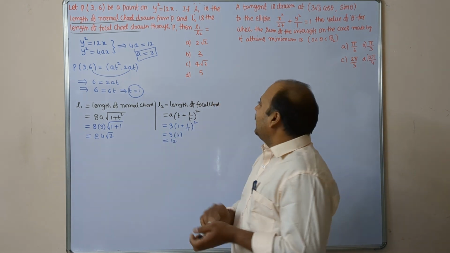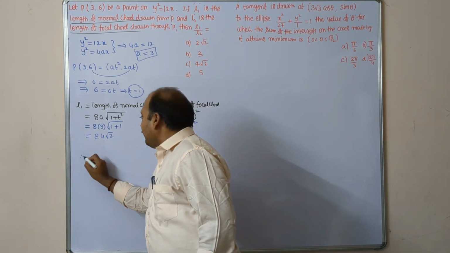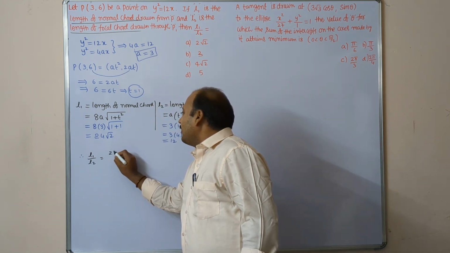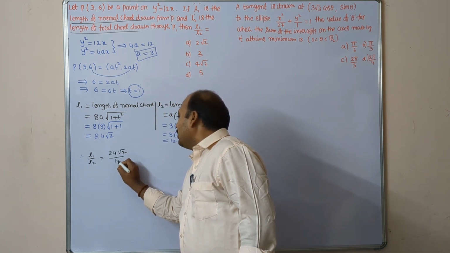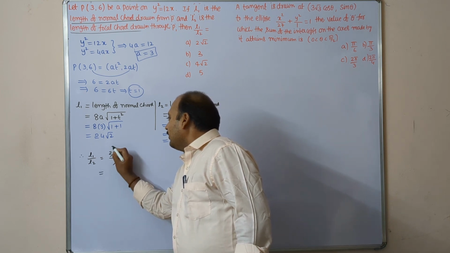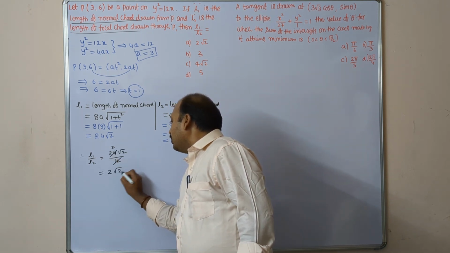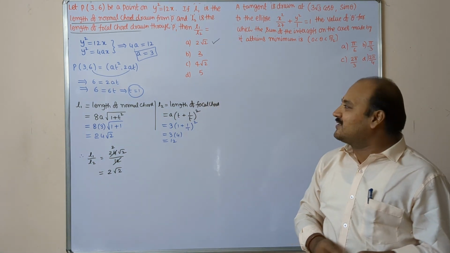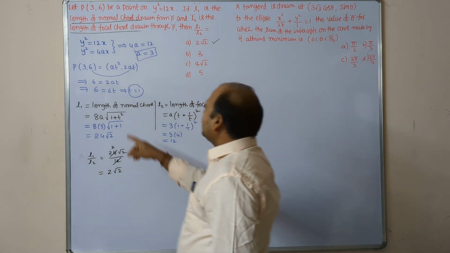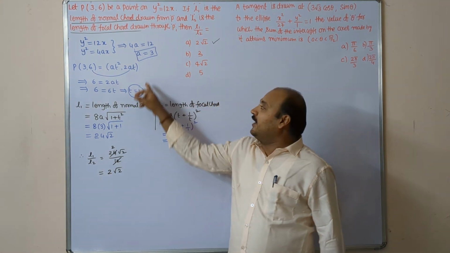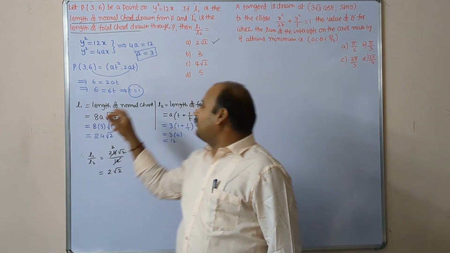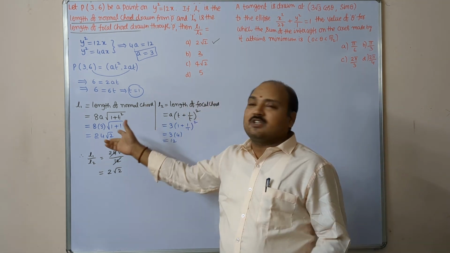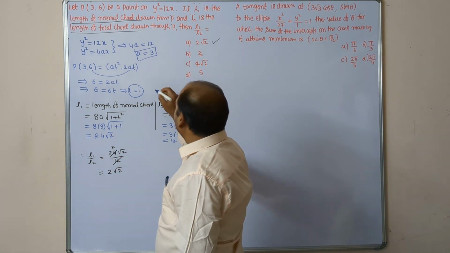But they are asking here L1 by L2. Therefore, L1 divided by L2 is equal to, what is the L1 value? 24 root 2 divided by the L2 value 12. So 12 ones are 12, 12 twos are 24. That is equal to 2 root 2. Therefore, the option is the first option. I hope you understand it, friends. You need to remember the length of normal chord in terms of a and t is 8a root of 1 plus t square. The length of focal chord is a into (t plus 1 by t) whole square, which are the shortcut formulas you need to remember in parabola.